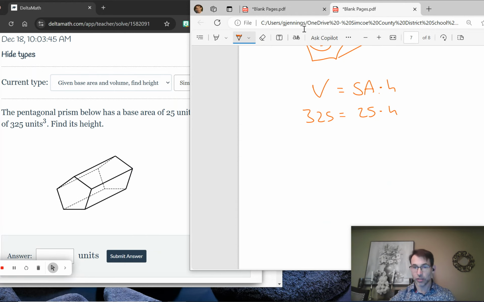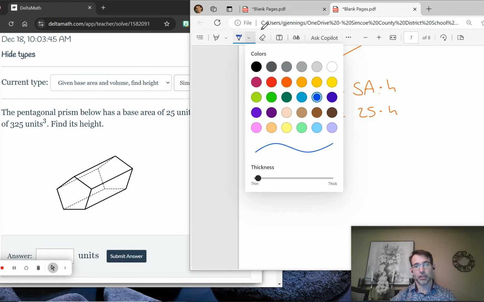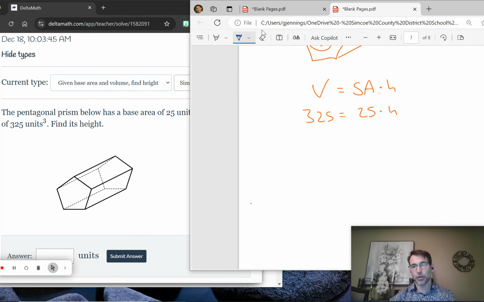Oh, how will I do this? Right. If I'm multiplying my height, I want to find the height. My goal is h equals, what is the height? Happens to be 13. We're going to get there, but we divide both sides by 25 because division is the opposite of multiplication. So 25 divided by 25 is 1.